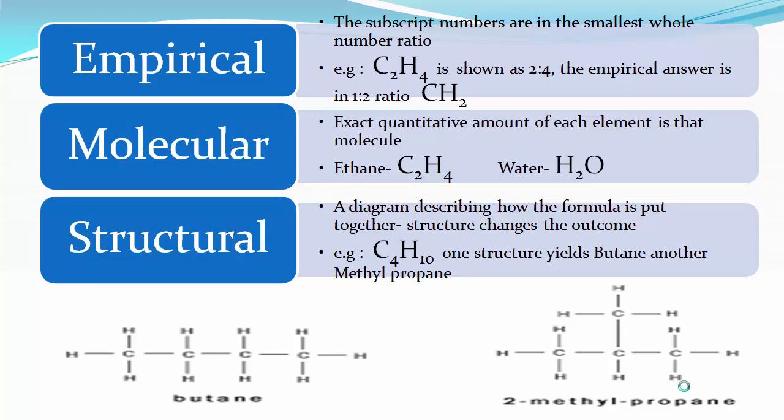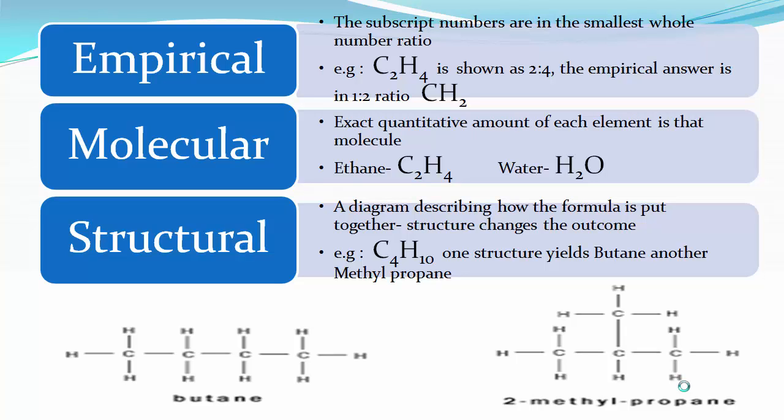So molecular formula is the exact amount. That means it can't be just anything: C2H4 is exactly ethane. CH2 is something else entirely. So a molecular formula gives you the exact amount needed to make up that molecule. Such as water. Water needs exactly 2 H's and 1 O, or it's not water. And then you have even more information given in the structural formula.